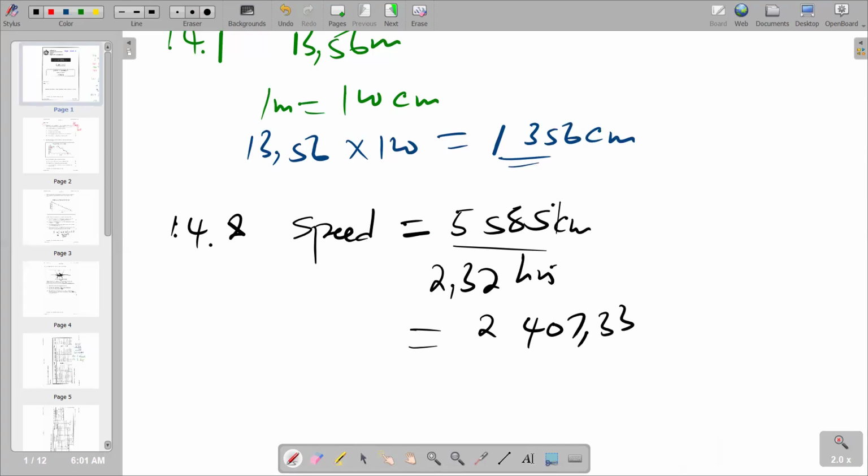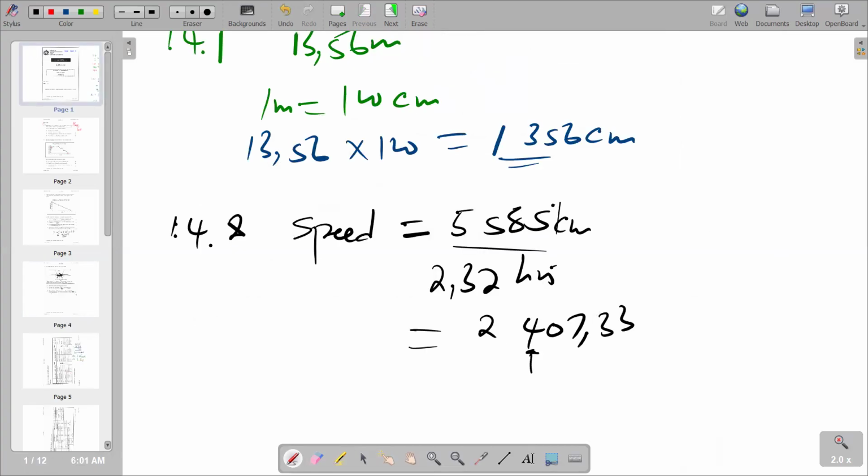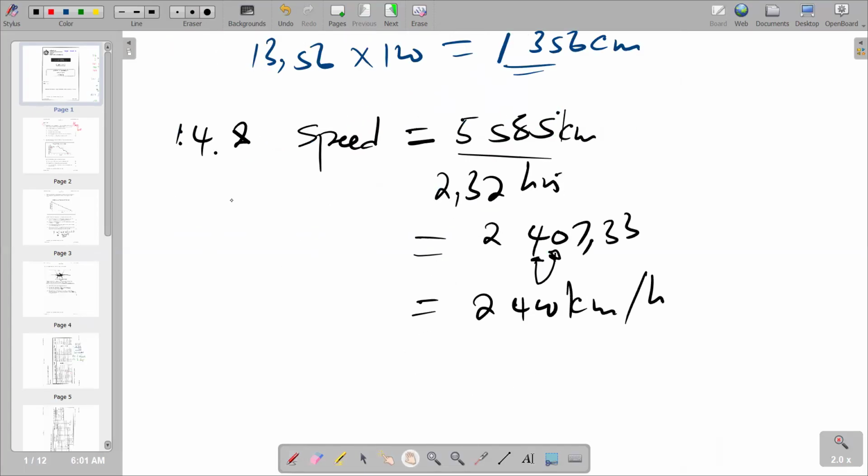So with that, we can now round off our answer. If you refer back to the question, it says to the nearest 100 kilometers. So we come back here, we see that our 100 is here. So check behind, we got 0. So 0 is in the range of 0 to 4, it does not change our 4. So it becomes 2,400 kilometers per hour. So this becomes your final answer.